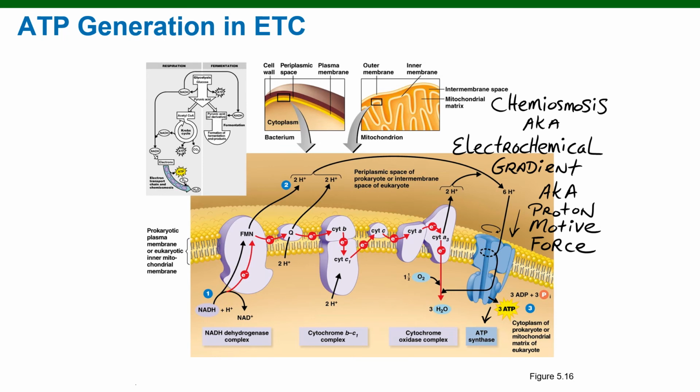So chemi is referring to chemicals. Osmosis is referring to a pressurized event here where we have more hydrogens on one side of the membrane flowing towards an area with fewer. And this event is set up by the proton pumps that are pumping protons across the membrane. So complex 1 can act as a proton pump, and coincidentally so can complex 3. And so we can see protons pumping through these areas.